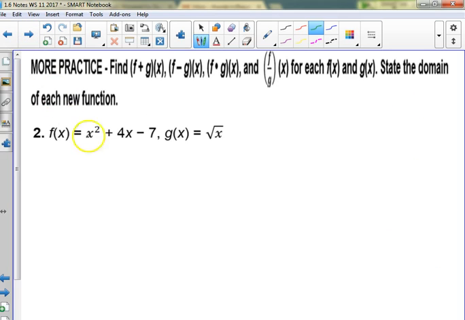All right. Well, let's try it for this hot mess. Well, anybody got adding? That's pretty easy. x squared plus 4x minus 7 plus the square root of x. Anything add together or simplify? What has to be true, though?